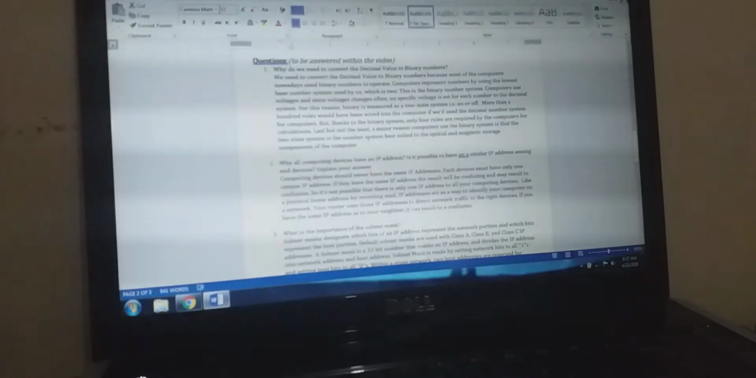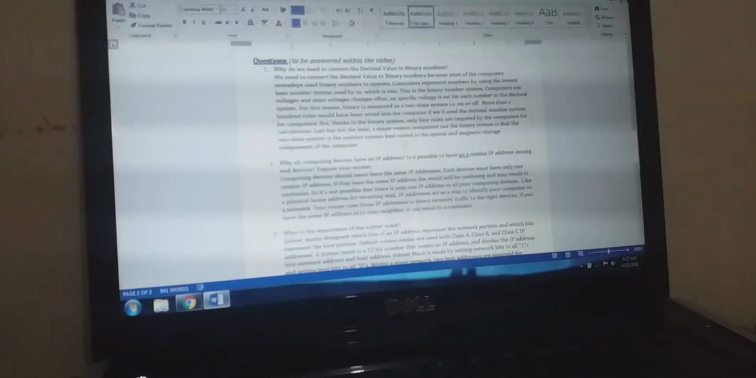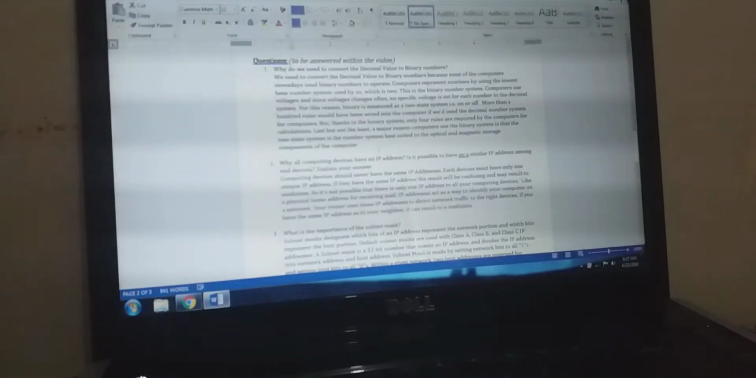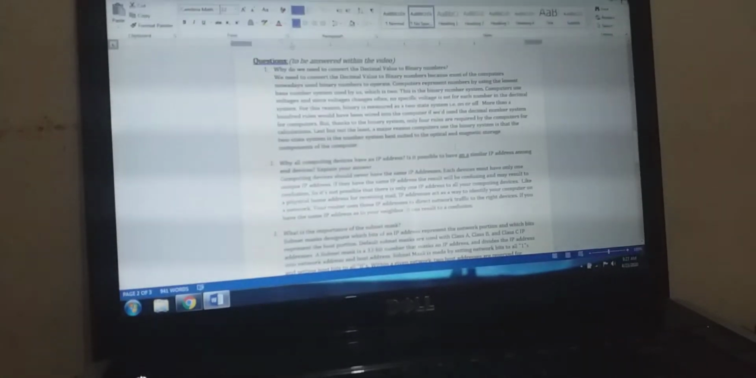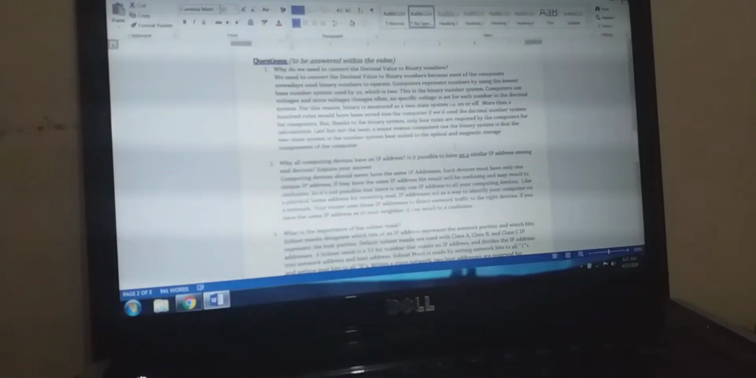Last but not the least, the major reason computers use the binary system is that the two-state system is the number system best suited to the optical and magnetic storage components of the computer.